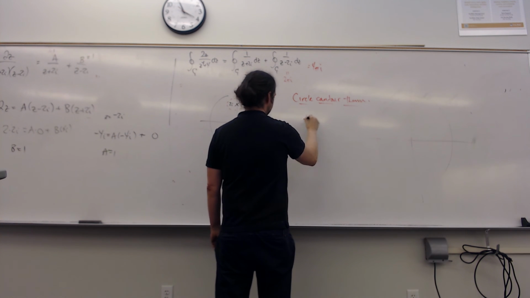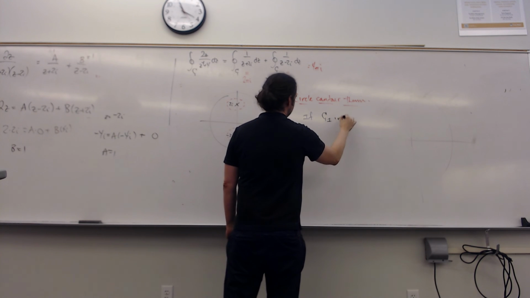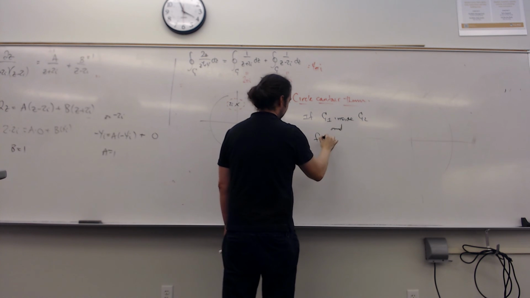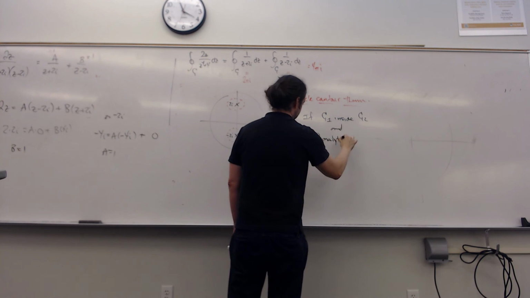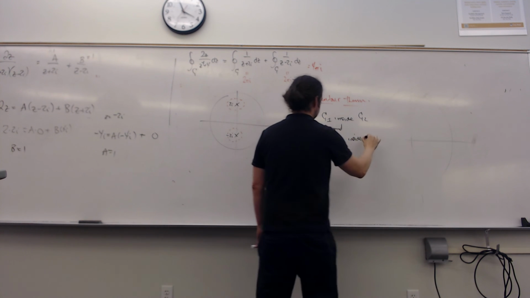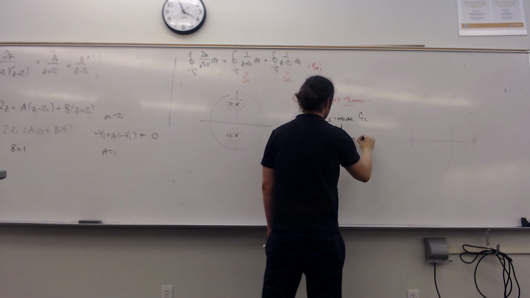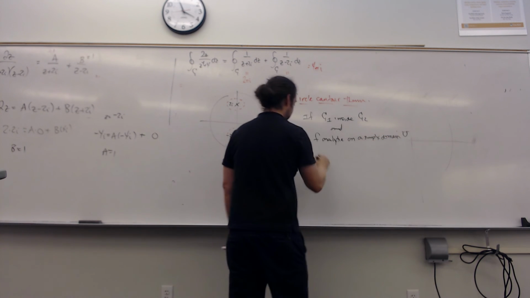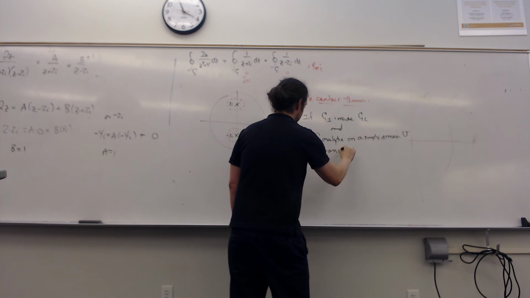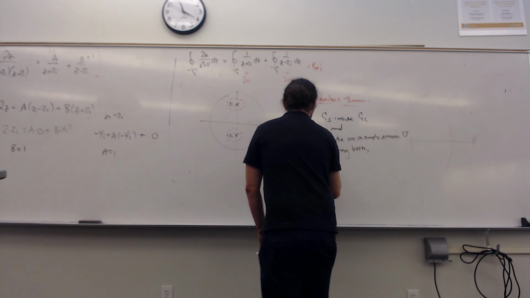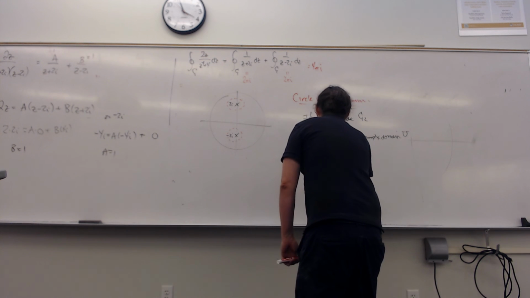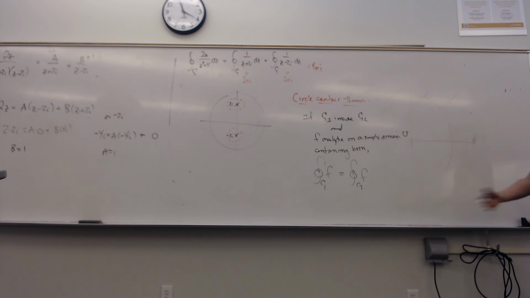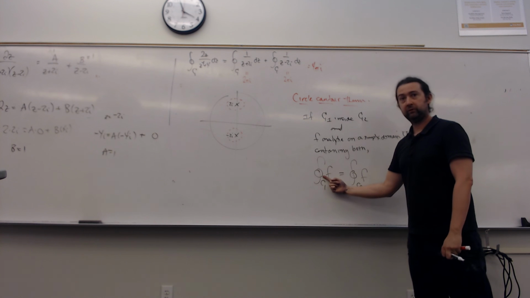If, loosely, C1 is inside C2, and F is analytic inside, I would say analytic on a simply connected domain containing both, then the integral around C1 of F is equal to the integral around C2 of F. I'm allowed to replace contours.